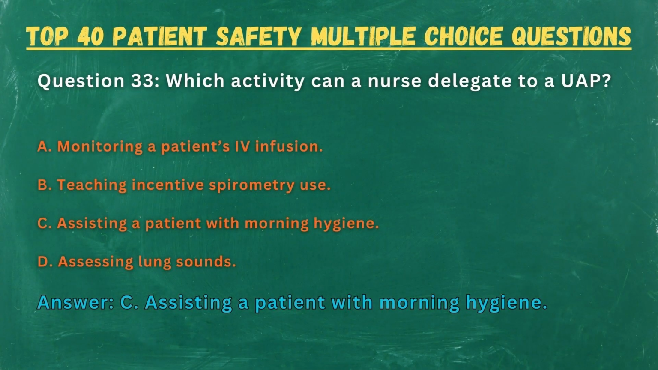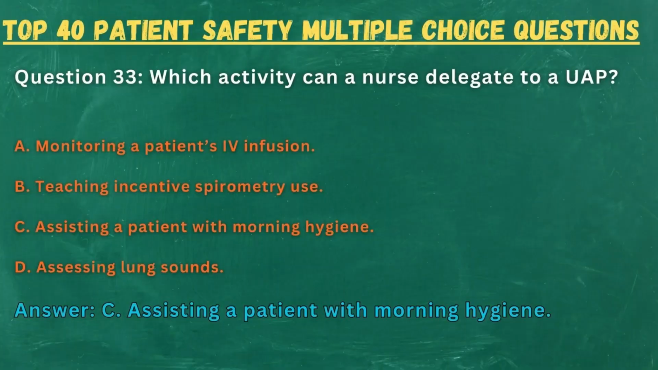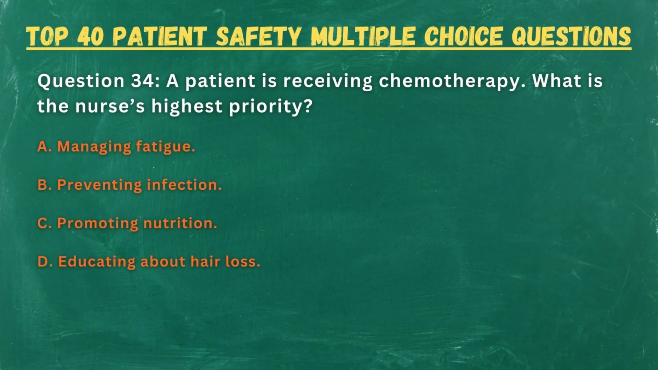Answer: C. Assisting a patient with morning hygiene. Question 34. A patient is receiving chemotherapy. What is the nurse's highest priority? A. Managing fatigue. B. Preventing infection. C. Promoting nutrition. D. Educating about hair loss.